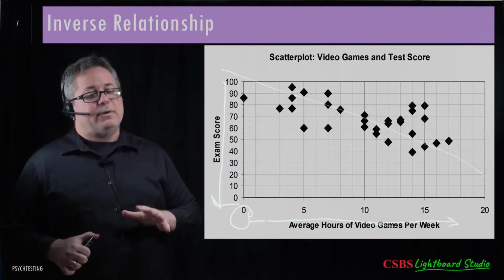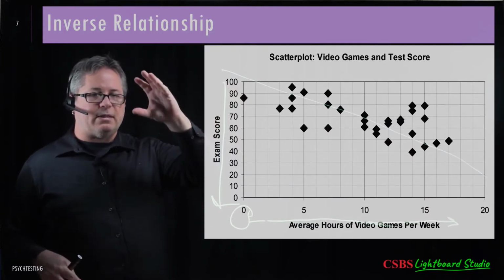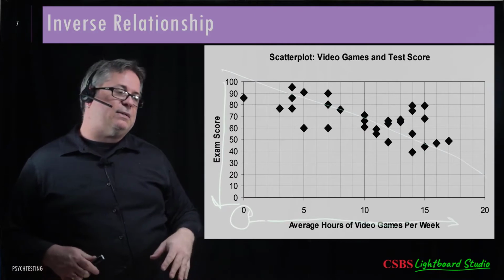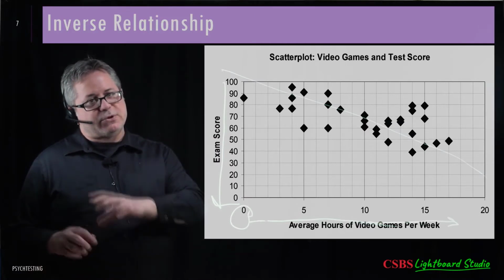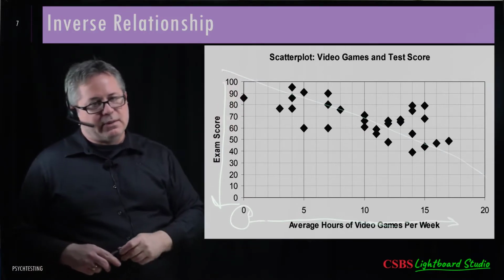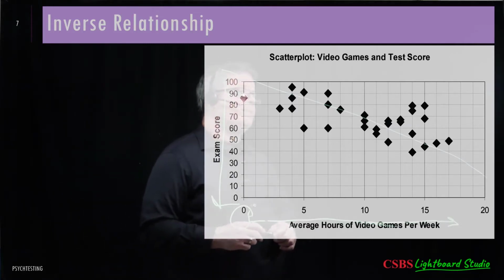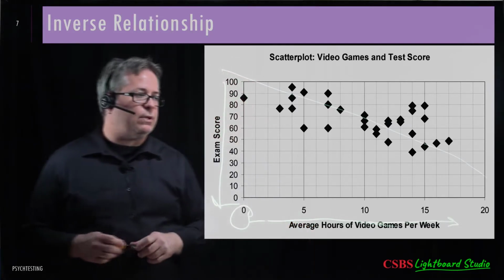So if the trend starts off high on the left and goes low on the right, that's a negative or inverse relationship. If it starts low on the left and goes high on the right, then that's a more positive or direct relationship.